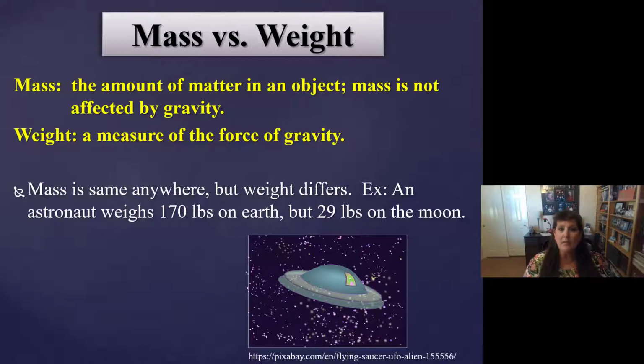Now, weight is a measure of the force of gravity pulling down on you. So your weight does vary depending on gravity. So if you were beamed out into space, your weight would be 0 because there's no gravity out there. So mass is the same anywhere you go, but weight differs. For example, an astronaut would weigh 170 pounds on Earth, but only 29 pounds on the moon because there's less gravity there.